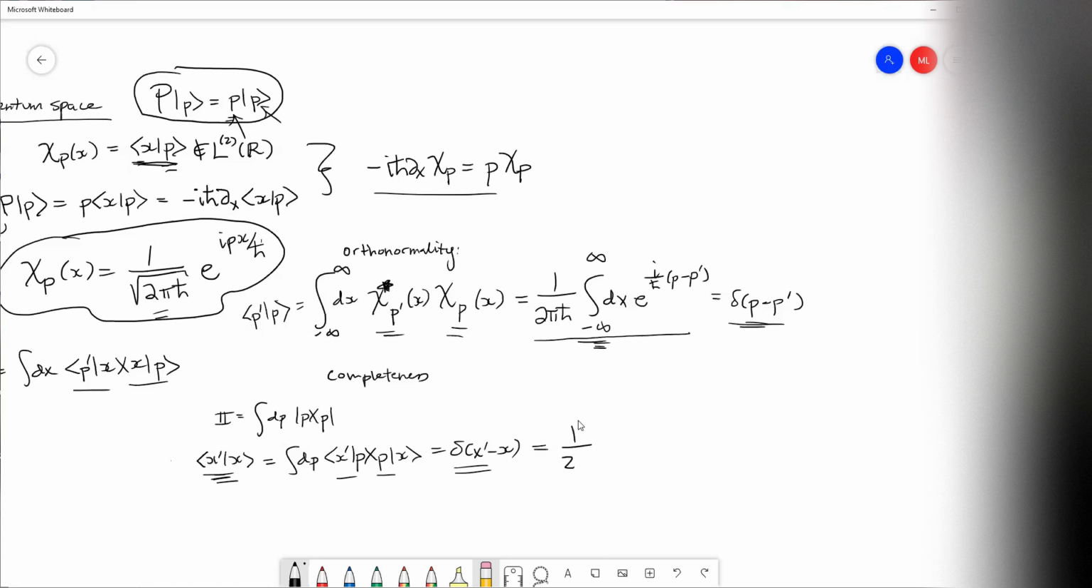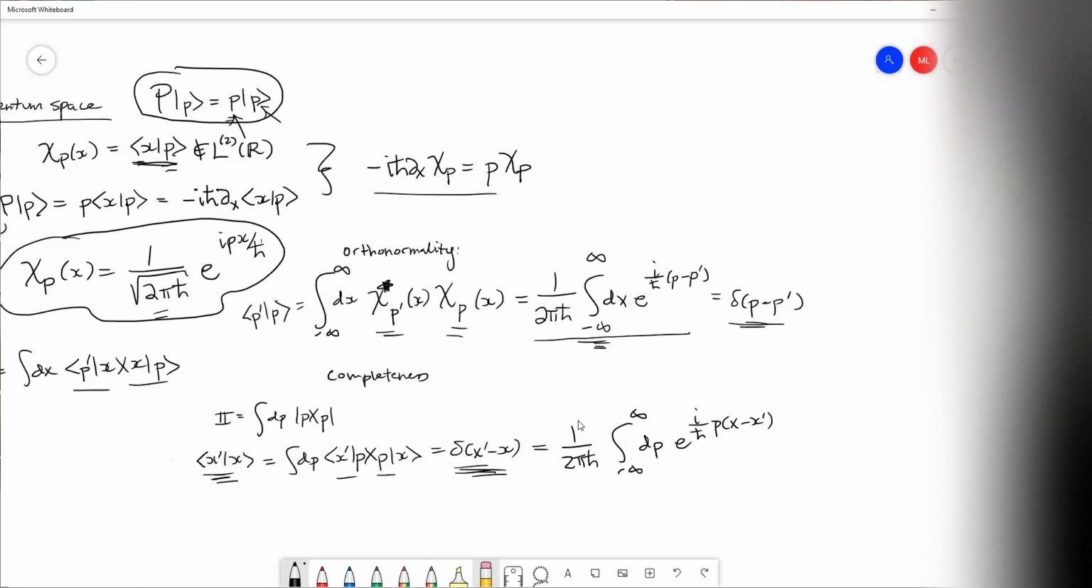This is 1 over 2 pi h bar, integral from minus infinity to infinity dp e to the i over h bar p (x minus x prime). So there we go, and this is equal to a direct delta function in the x variables. And this is basically the Fourier inversion formulas.